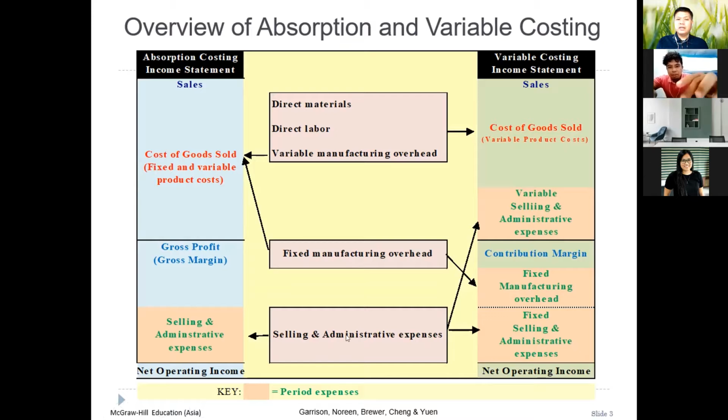For selling and administrative expenses, the variable portion is presented as part of the variable selling and administrative expenses. Those are variable costs and expenses, and then the fixed is here. Whereas in the absorption costing income statement, selling and administrative expenses, both fixed and variable, are part of the operating expenses or selling and administrative expenses.